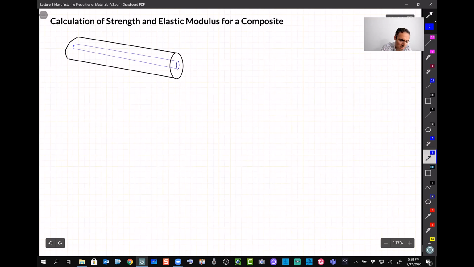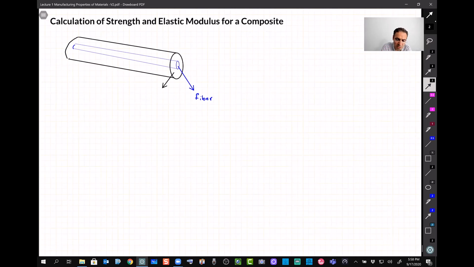All right, so this is the fiber, and this is the matrix. A very, very simple scenario with just one fiber and maybe a matrix in the form of a rod. All right, so if we know the modulus of elasticity of fiber, let's call it EF, and the modulus of elasticity of matrix to be EM, we want to know the modulus of elasticity of basically the composite, let's call it E composite. That's the question we want to find out. All right, how can we solve that?